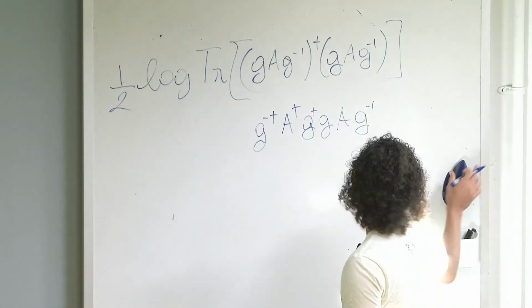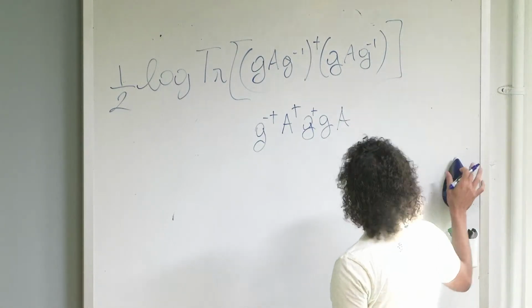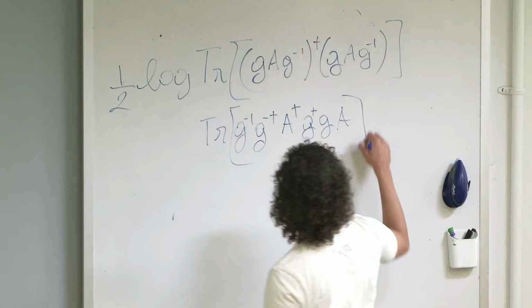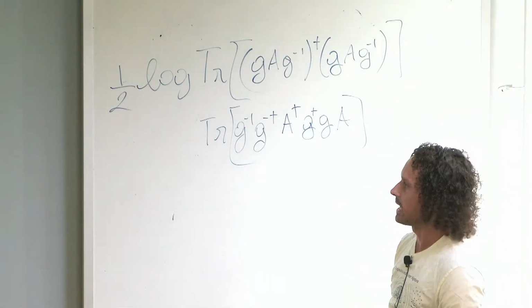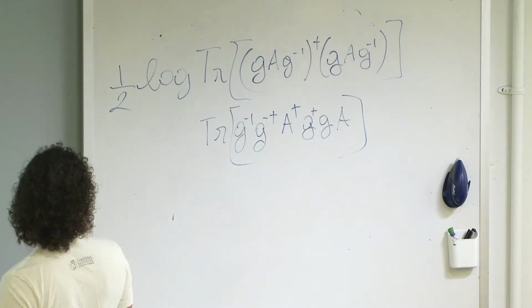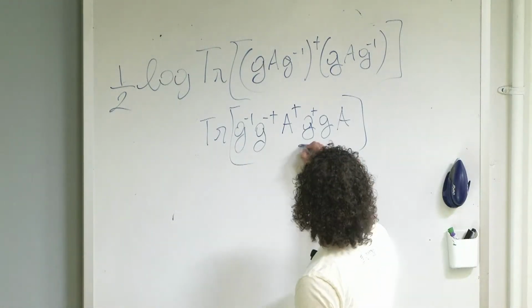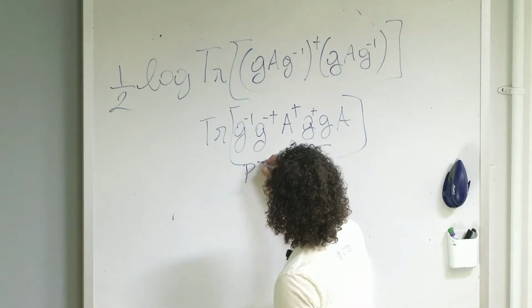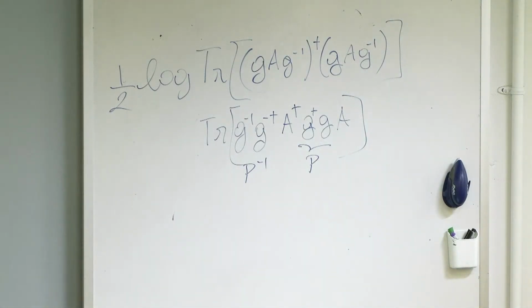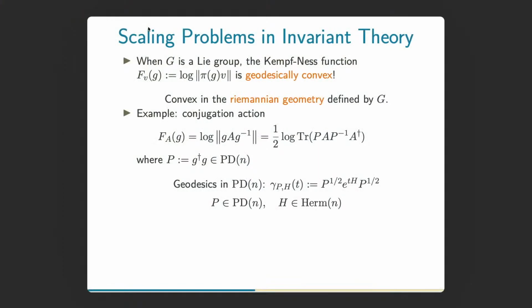But the trace is cyclic, so I'm going to send this one over here. My trace doesn't change, and I get exactly what I have here, but I kind of messed up the P here. So this should be P, and this should be P inverse. So the minus ones are changed here. But remember, P is just an invertible matrix conjugate transpose times the same matrix, so this is always positive definite. Does that make sense?